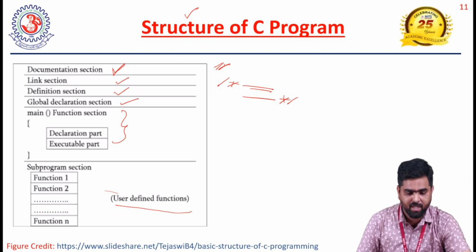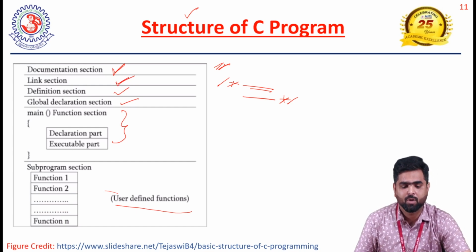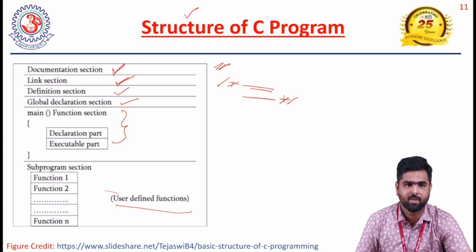And next, the second one is the link section. In the link section, it is also called preprocessor directives. It is basically used in order to link the required libraries to the program. For example, I am writing a C program. There I have used some predefined functions. So if the predefined functions have to be executed, we need to link all the libraries where these functions are included. For that purpose, we use this link section.